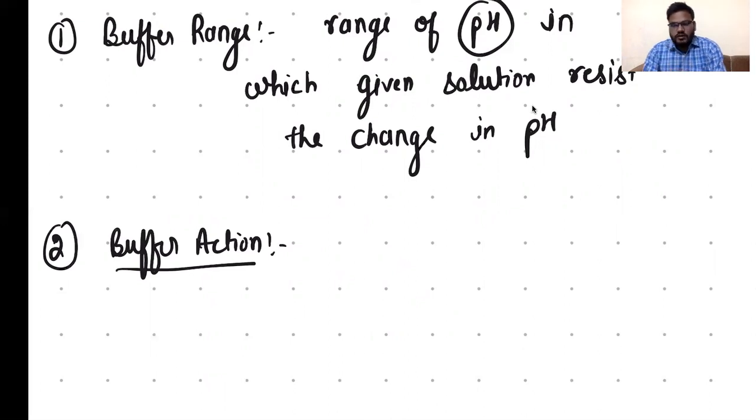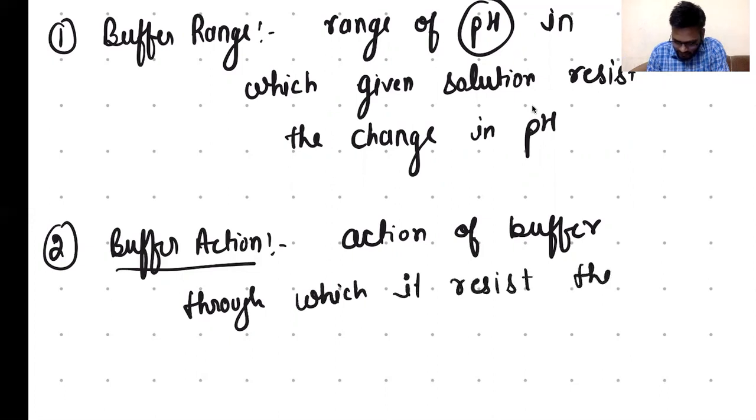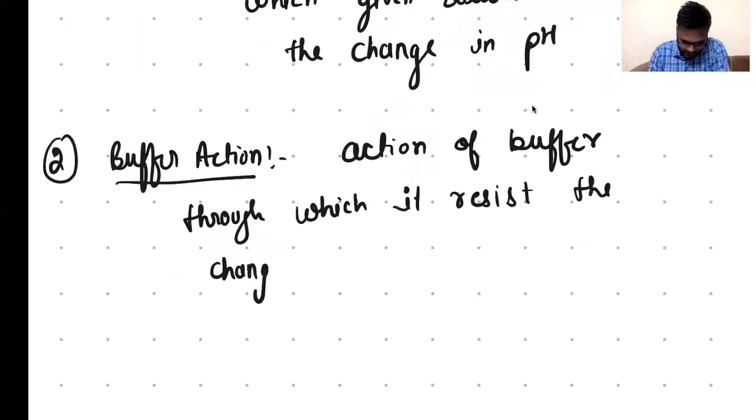When we add acid or base, the way it is going to react, the way it is going to counter the addition of the acid and base, so that the change in pH is not huge. That is known as buffer action. Action of buffer through which it resists the change in pH or pOH.